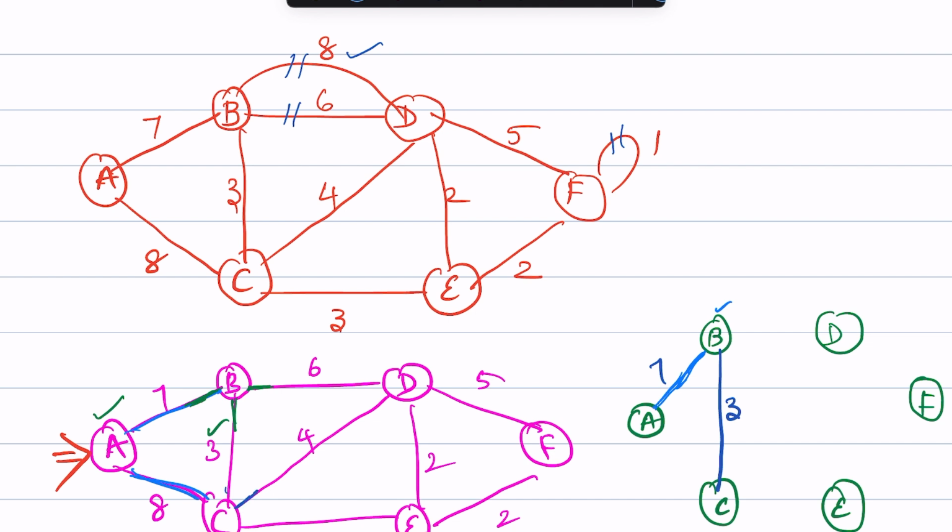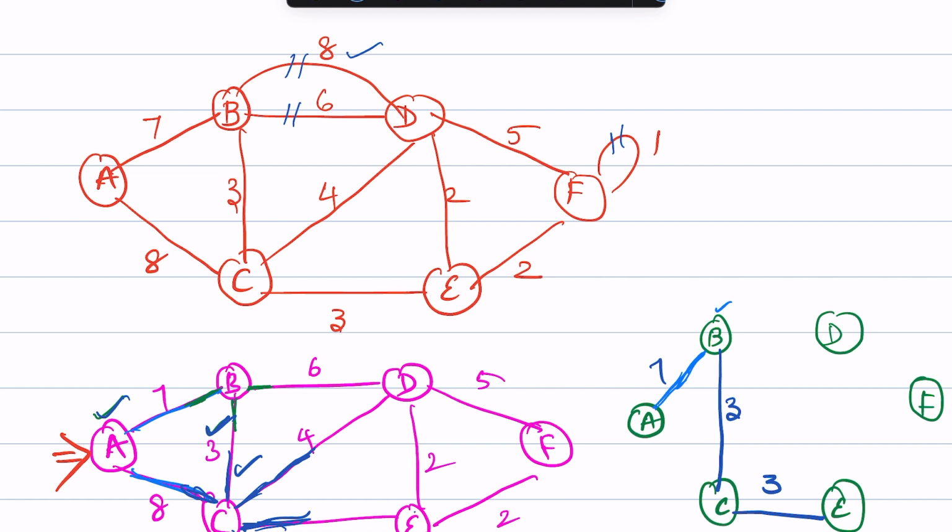For C, there are 4 edges. Out of these 4 edges, we have already visited two of them. So out of C's remaining edges, the minimum edge is from C to E, right? So C to E is 3. Let us take out this edge. So C to E is 3. Out of these 4 edges, this edge is already picked. So now the C to E edge is picked.